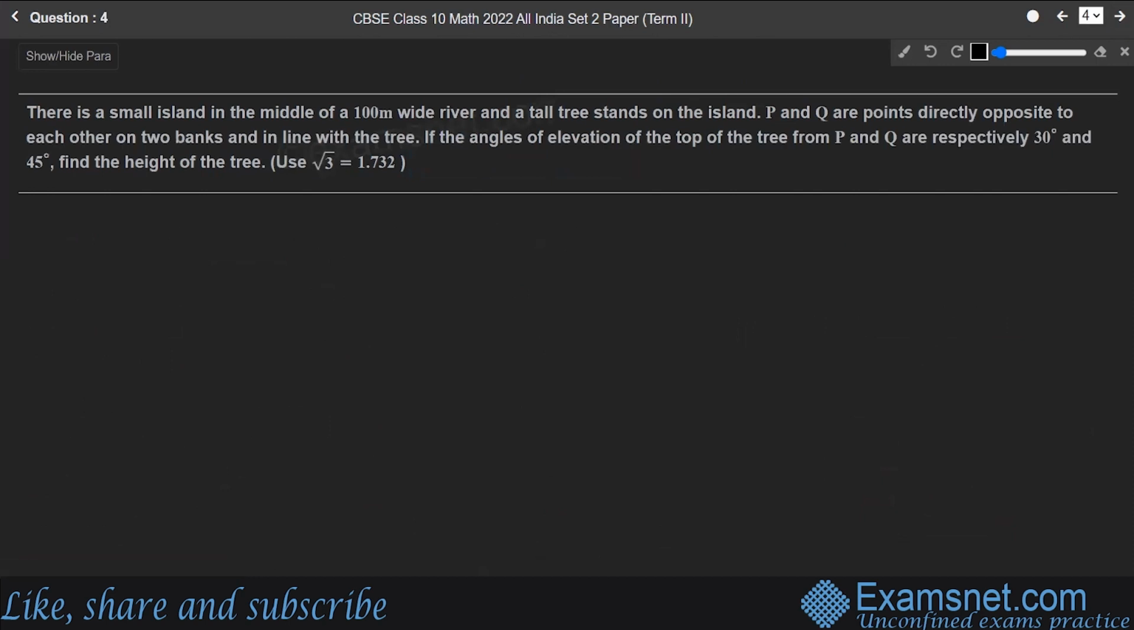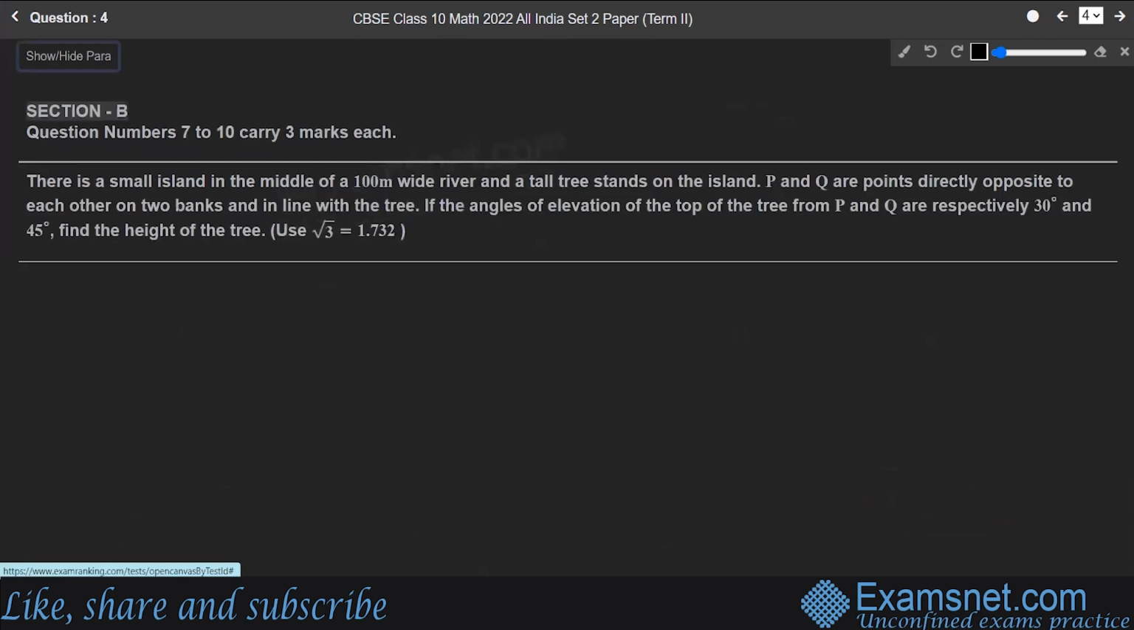Now, in the next question, we are entering into section B. The questions are carrying 3 marks each. What are the questions? A small island in the middle of a 100-meter wide river, and a tall tree stands on the island. P and Q are the points directly opposite to each other on the 2 banks and in line with the tree. If the angles of elevation of the top of the tree from P and Q are respectively 30 degrees and 45 degrees, find the height of the tree. Root 3 to be used as 1.73.